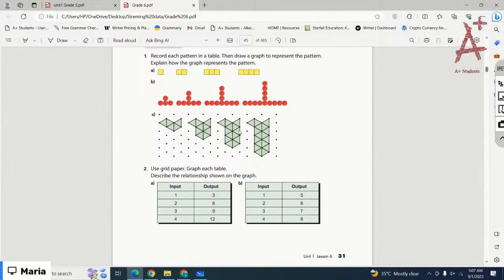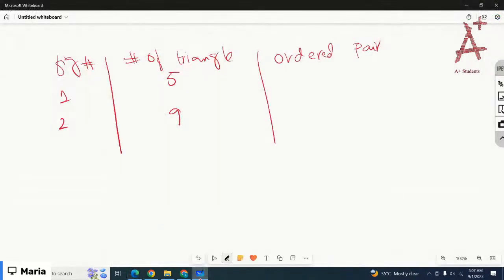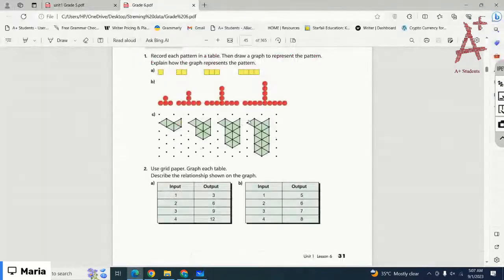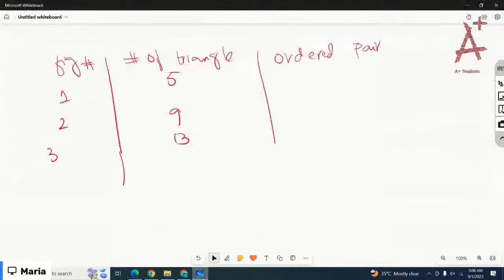In figure number 3, you have 13 triangles, right? Then figure number 4: 1, 2, 3, 4, 5, 6, 7, 8, 9, 10, 11, 12, 13, 14, 15, 16, 17. In figure number 4, you have 17.